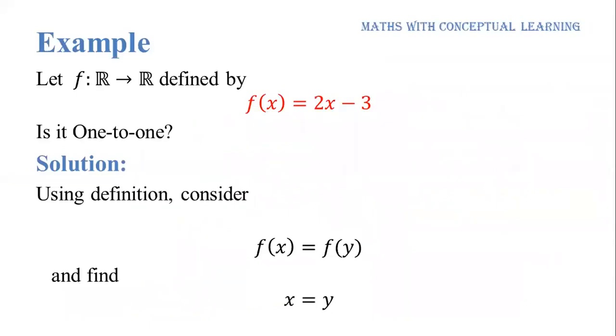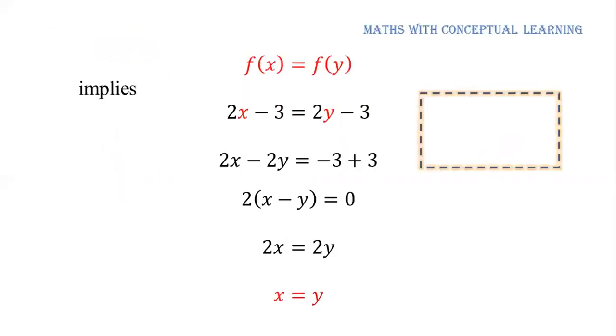Here comes a detailed example. We are given a function where the domain and range are the set of real numbers, defined by f(x) equals 2x minus 3. Now we have to find whether this function is one-to-one or not. We consider f(x) equals f(y), and we have to show x equals y. So 2x minus 3 equals 2y minus 3.